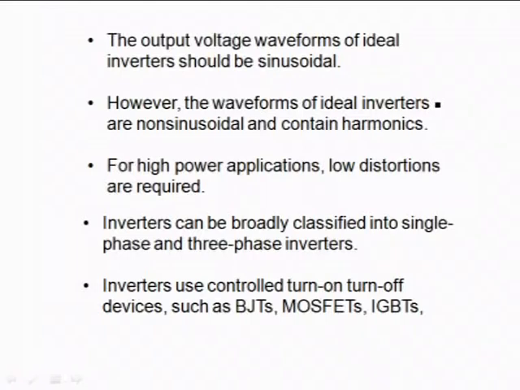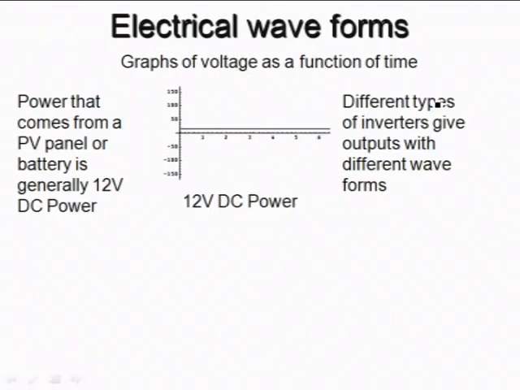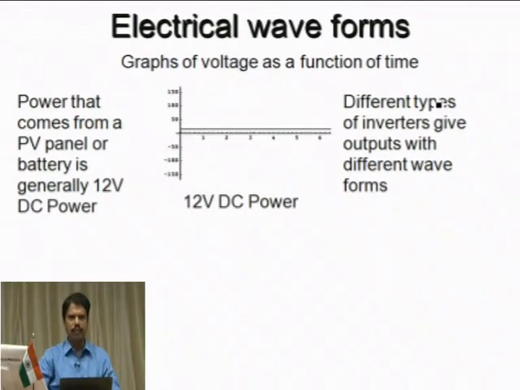So, inverters can be broadly classified, as already told, into single phase inverters and three phase inverters. Inverters use controlled turn on, turn off devices such as BJTs, MOSFETs and IGBTs, which were already studied in previous sessions. Now, the power that comes from a solar panel or a battery is generally 12 volts DC power. This is what we give as input to an inverter, and the output of the inverter gives different waveforms.